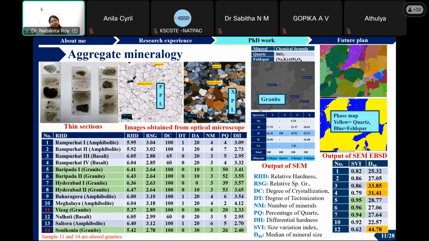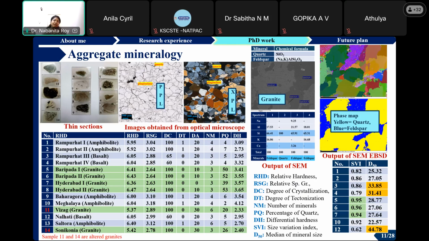After collecting the aggregate sources, for mineralogical tests I have prepared thin sections. These thin sections were kept under an optical microscope under two conditions, and under these two conditions we evaluated what minerals are present. One is plane polarized light, another is cross polarized light. Why did we do that? Because based on the change in optical properties in these two stages, we can identify what mineral is present in a particular aggregate source.